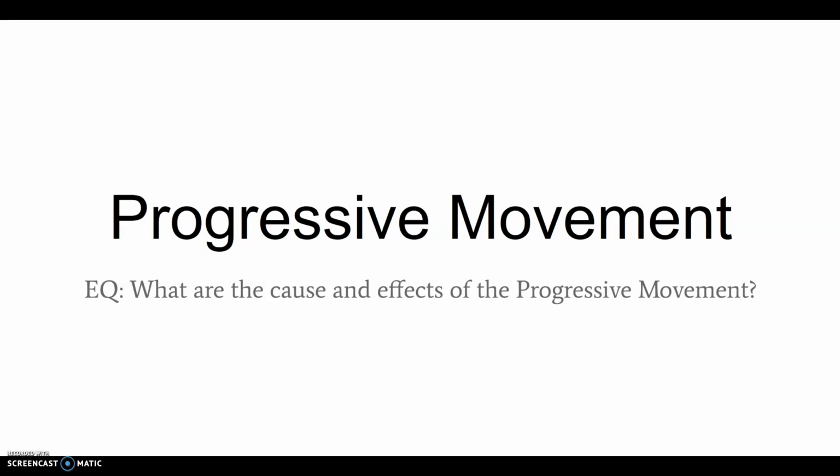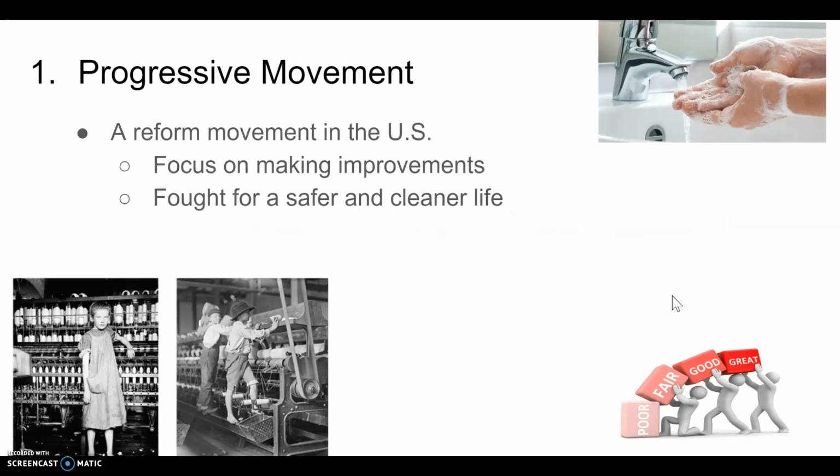Your essential question while we go through these slides is, what are the causes and effects of the progressive movement? So the first thing we're going to want to do is answer that question. What is the progressive movement? The progressive movement was a reform movement, basically change. It had a focus on making improvements, and people wanted to fight for a safer and cleaner life.